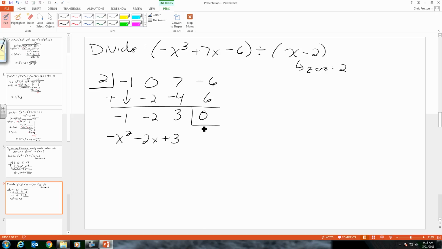Again, remainder of 0, what does that tell me? It tells me if you take this answer and multiply it by x minus 2, you get negative x cubed plus 7x minus 6. And what we're going to use this for is if we can find a factor that goes into a polynomial, then we can divide it out and find something else that goes into the polynomial, and we might be able to do some things with that. We might be able to factor it, might be able to use the quadratic formula, whatever. So that's where we're going to be going with this stuff.